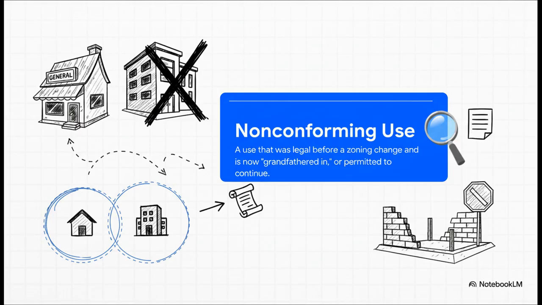Basically, the store gets grandfathered in. Since it was a legal business before the zoning change happened, it's usually allowed to stay. Now, as a future agent, this is key. If your client buys a property with a non-conforming use, they might not be able to expand it or even rebuild it if there's a fire. So you have to know that.